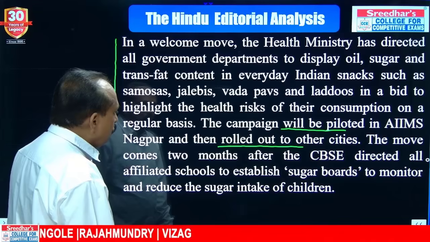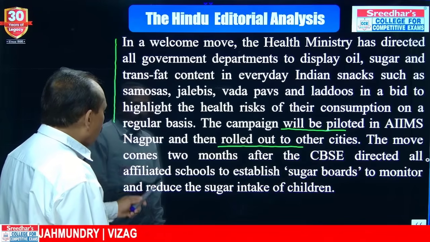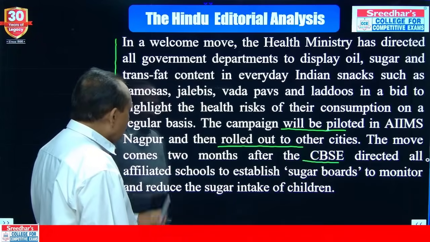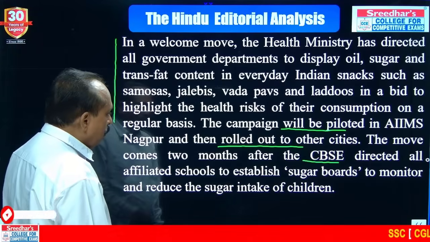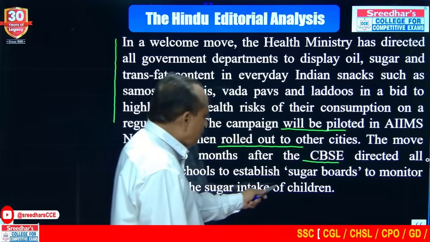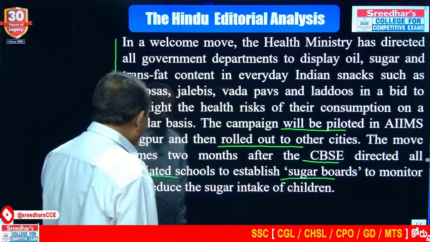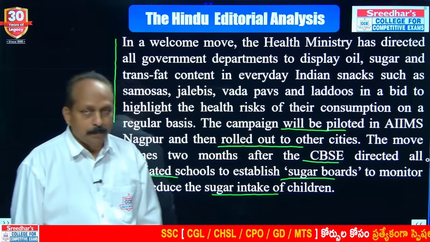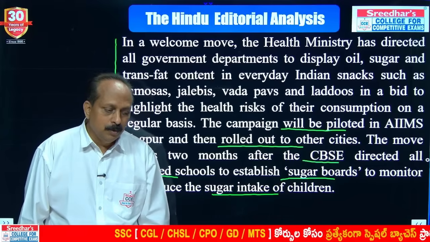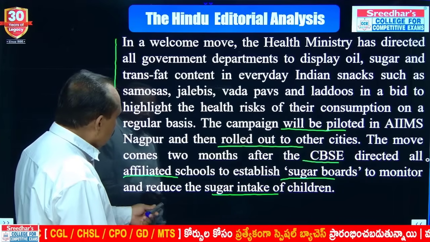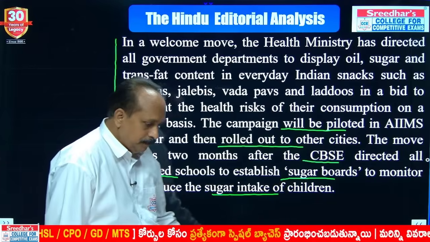The move comes two months after the CBSE directed all affiliated schools. You know, CBSE board, many schools are affiliated to the CBSE board. CBSE directed all affiliated schools to establish sugar boards to monitor and reduce the sugar intake of children. This is a good step. Sugar boards, what is the idea behind? Monitor and reduce the sugar intake of children.